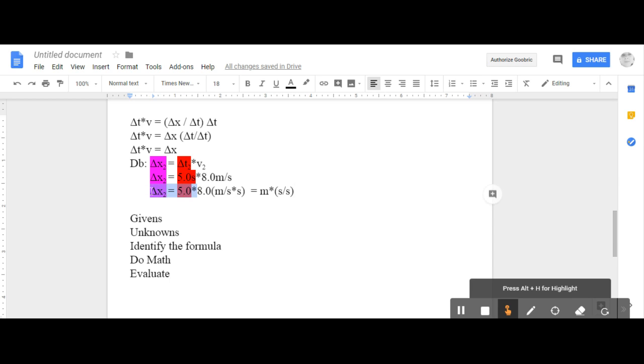So when I go down to the next step, I'm just going to have 5.0 times 8.0 times meters. So 5.0 times 8.0 is 40. I'm going to write it like this.